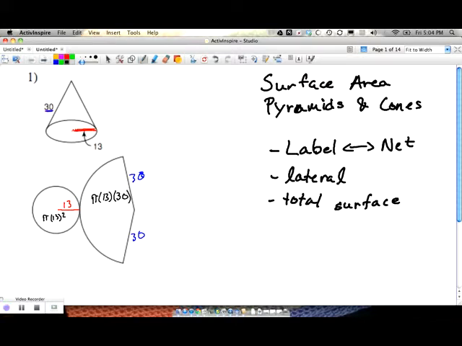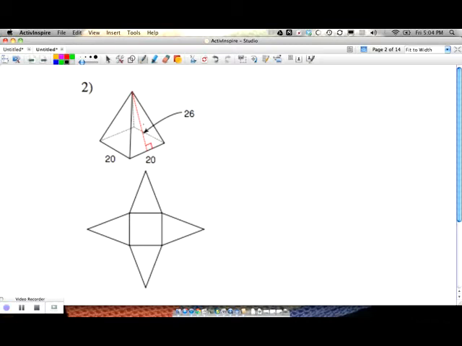Let's do it again. Number 2. If we were to take this pyramid and unfold it, we actually have a square bottom, and then these 4 triangles are all going to be congruent. So just so you know, all 4 of these triangles are congruent, and these inside pieces of the square are also congruent. So that's 20, and so are all those other ones.